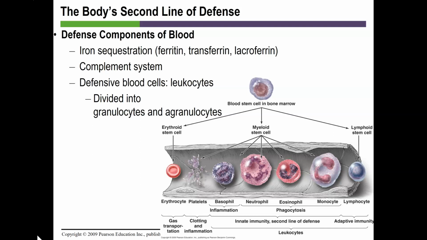When you think about blood, one of the things that happens within the blood components is that iron is limited by what's called sequestration. This means that the iron becomes locked up in proteins. These are 3 different proteins that sequester or lock up iron: ferritin, transferrin, and lactoferrin. Sequestration makes it very difficult for invading microorganisms to acquire iron from our bodies.